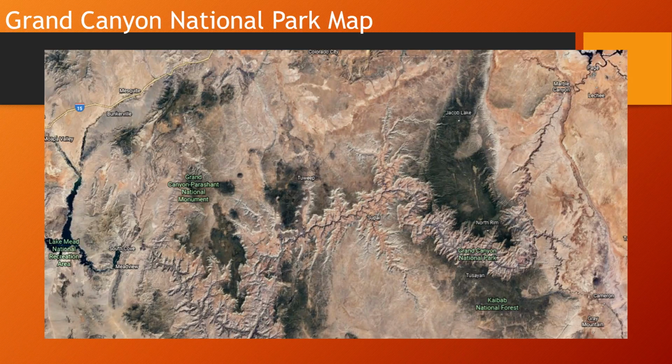This picture has the same boundaries as the last picture, but it shows more of the geological features of the park. Lake Powell is still located in the upper right-hand corner near Page, Arizona. This picture also allows you to see the Colorado River in greater detail as it flows through the park.